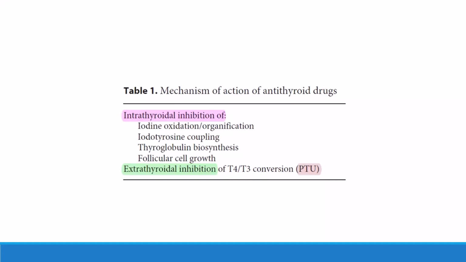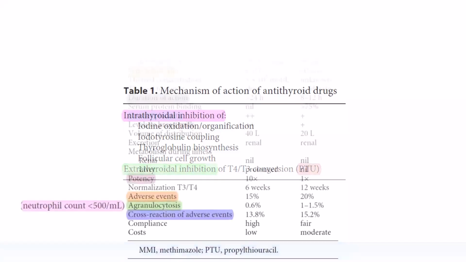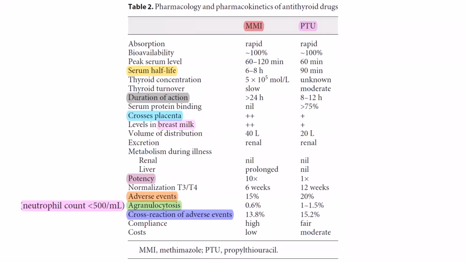Another very unique and very important mechanism of action of propylthiouracil, which is unique to propylthiouracil, is extrathyroidal inhibition of conversion of T4 to T3 by inhibition of deiodinase type 1. And this is usually a question in the exam. This is also an important table to differentiate between methimazole and propylthiouracil, a comparison between both drugs.